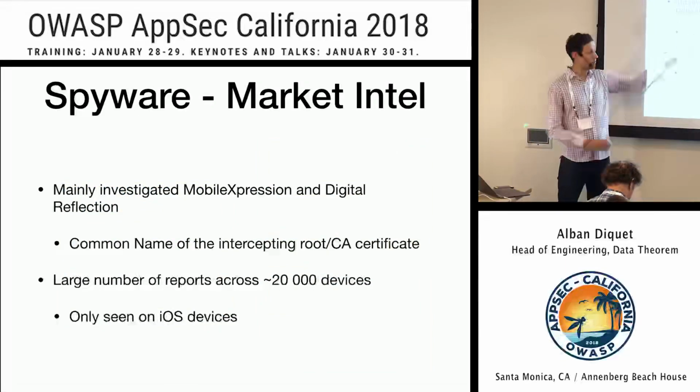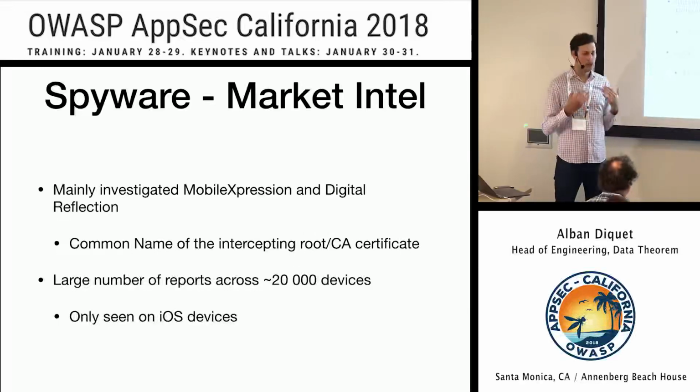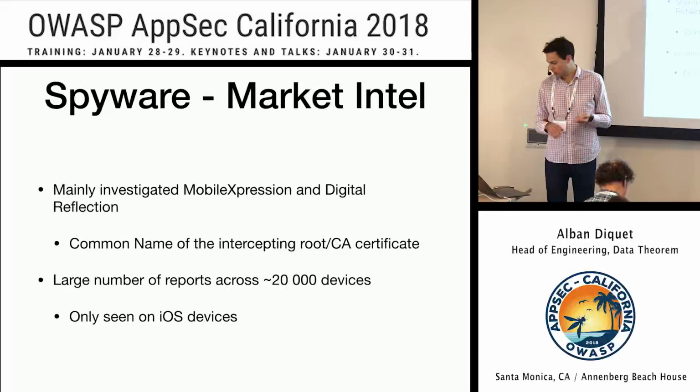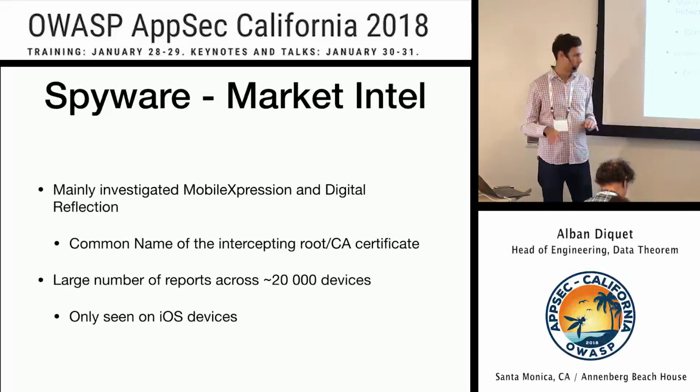So again, mobile expression is the name in the CA. When we get the report, we see mobile expression. And we get lots of reports across about 20,000 devices, and it's only on iOS. We haven't seen it on Android. Again, we have a lot less data on Android.